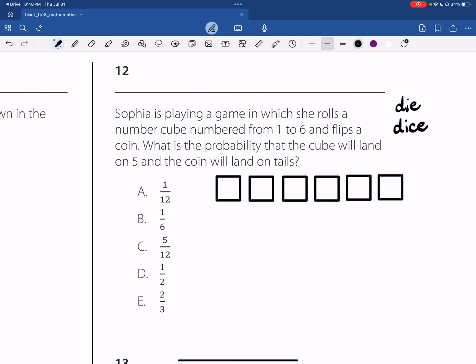So we're looking at a number cube all stretched out. And here are the possibilities for the number cube. Any cube has 6 sides. And you can see the dots on here. Then we also are flipping a coin, but let's get to that one. It says, what is the probability that the cube will land on a 5 and the coin will land on tails?